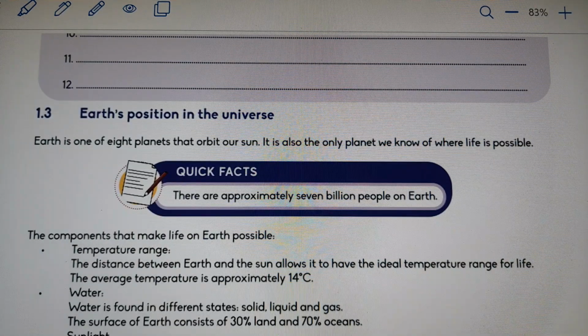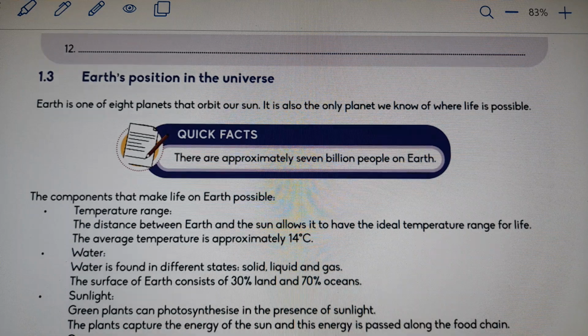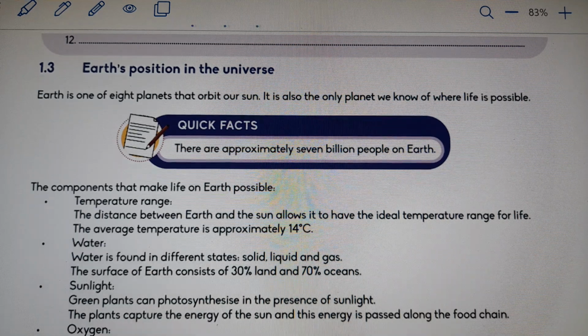Yes, now I want us to go to the Earth's position in the universe. Okay, this should be our last section, the Earth's position in the universe. The Earth is one of the 8 planets that orbit our sun. It is also the only planet we know where life is possible. There are approximately 7 billion people on Earth.